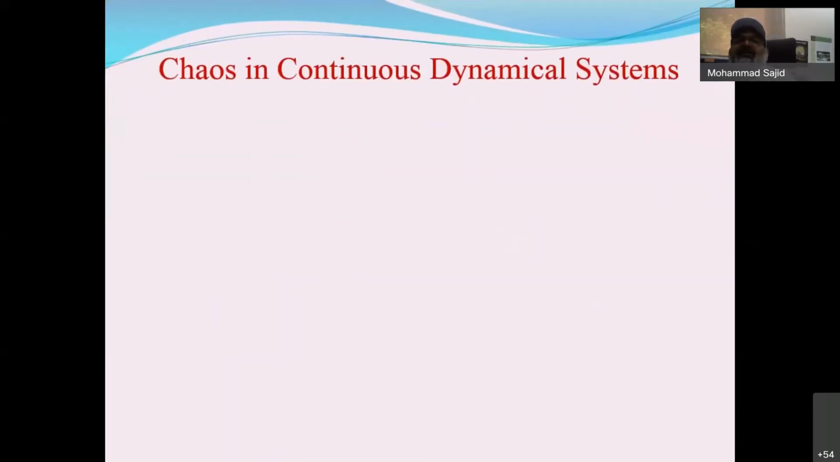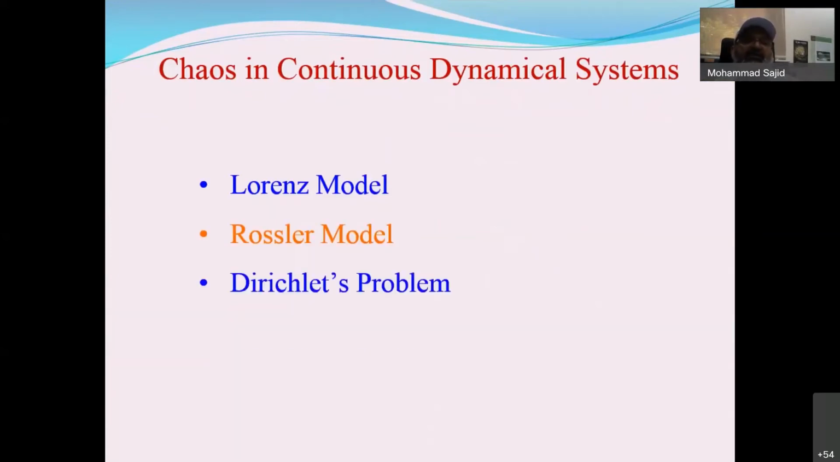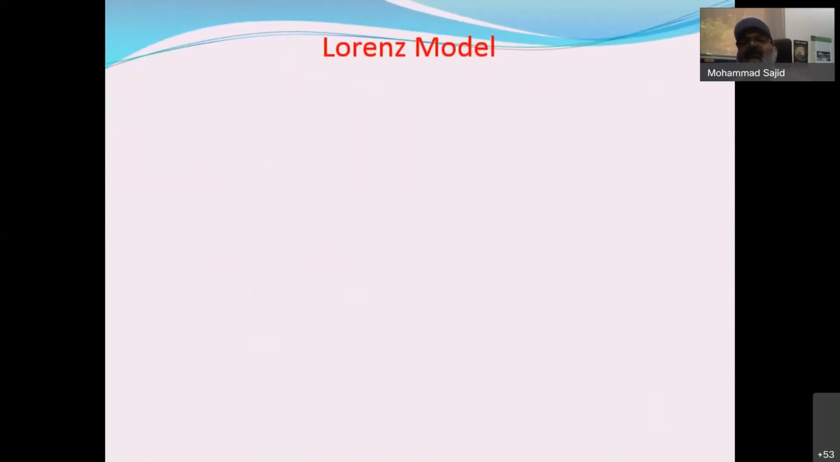So we can see chaos in continuous dynamical systems. In continuous dynamical systems, we have a lot of models: the Lorenz model, the Rössler model, the Dirichlet problem. A lot of models we have to see chaos in continuous dynamical systems. So I have taken some famous models so people can connect other equations with these models and explain the chaos there.